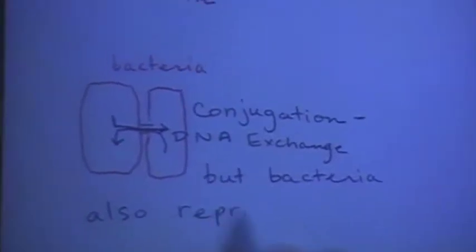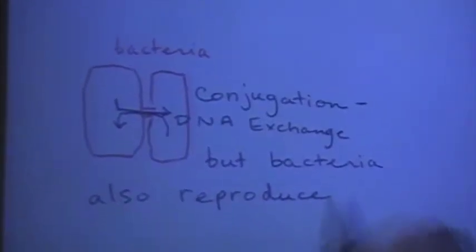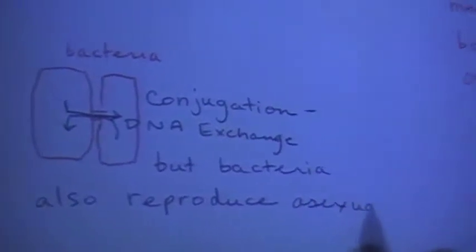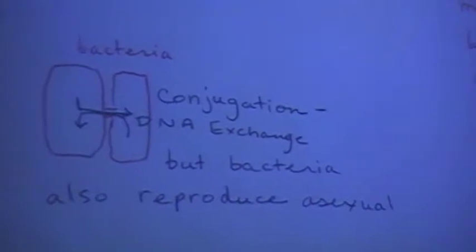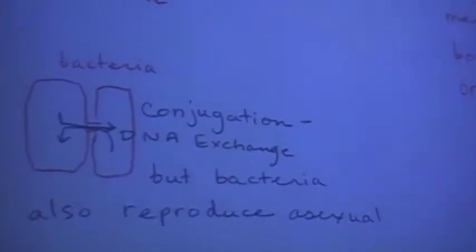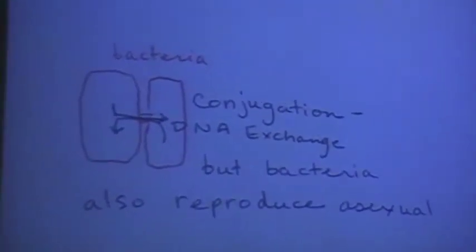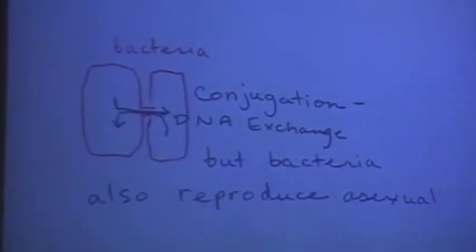Okay? So conjugation is a DNA exchange, but bacteria also reproduce asexually by fission. Basically, all that happens during fission is the DNA will replicate and then the bacteria will split in half. So you'll have two bacteria where you once had one. Okay?